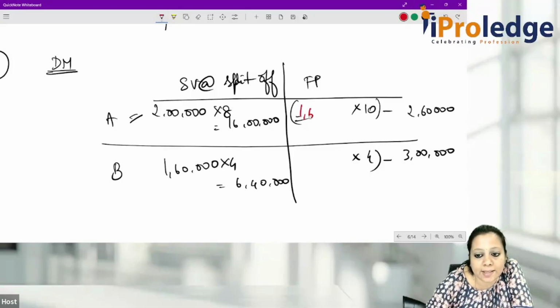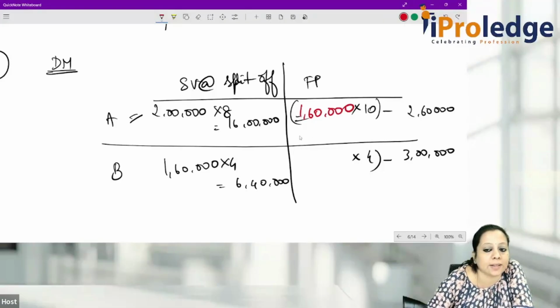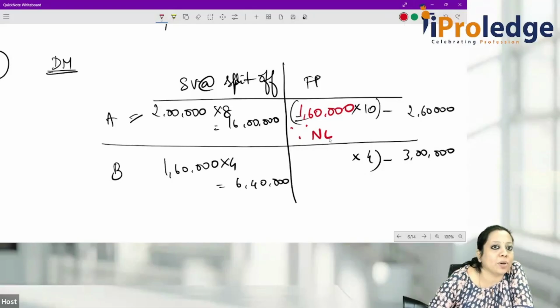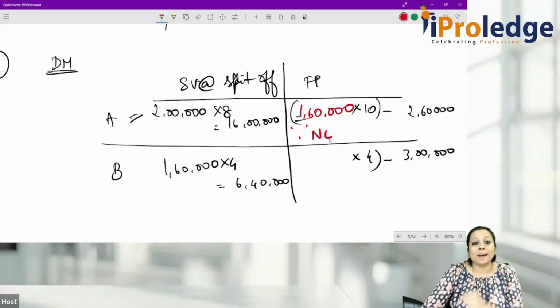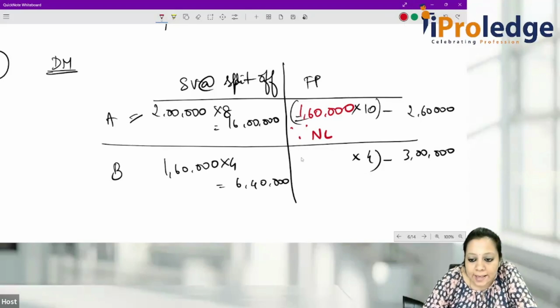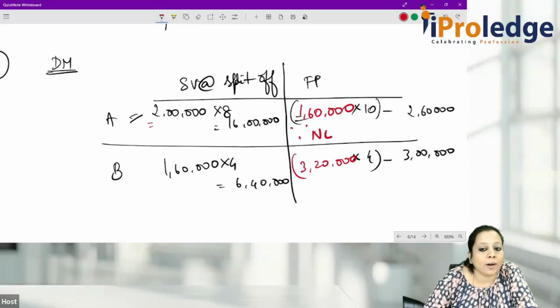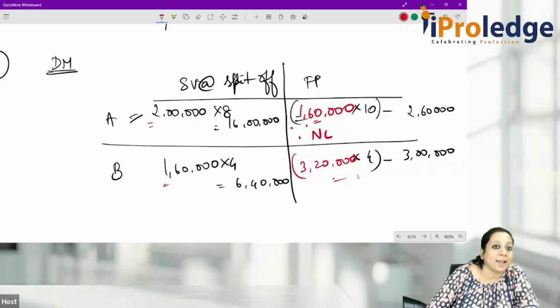You will write this as 1,60,000 because of normal loss. So if we simply compare the statement, we may not be correct. We should also see why there is a change. And this is going to double, that is 3,20,000. Just like 2 lakhs cannot be 2 lakhs here, 1,60,000 cannot be 1,60,000 here. It has to double. That is why.